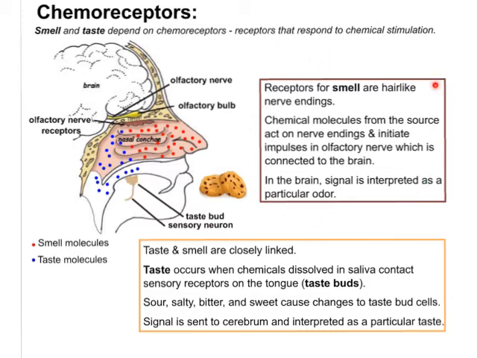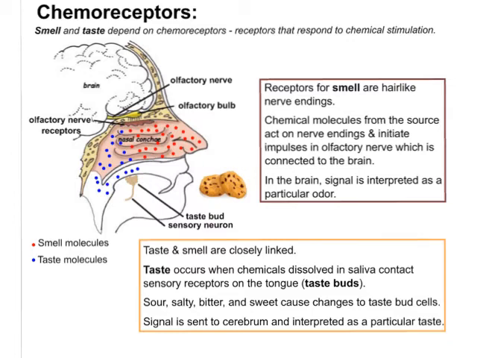Let's look first at the sense of smell. Receptors for smell are hair-like nerve endings right in here. I have an arrow pointing to those nerve receptors. Olfactory is the term that applies to anything to do with smell. Let's say we have some nice freshly baked chocolate chip cookies here.